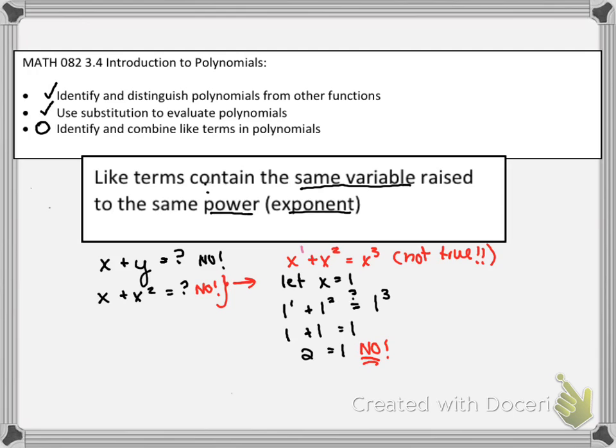So let's go through a few more examples of things that may or may not be like terms. What about 2 plus x? Are 2 and x like terms? So the answer is no.